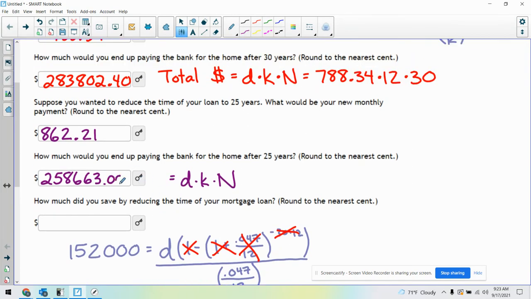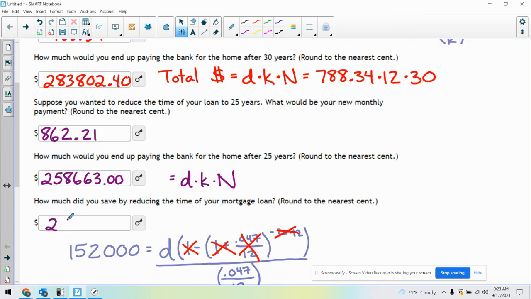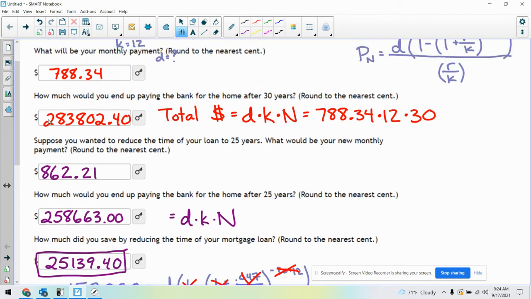How much did you save by reducing the length of the mortgage? Just take this number minus this number. By reducing it, I was paying $283,802.40. Now I'm paying $258,663. So I subtract and get $25,139.40. And there you go. Oops, I don't know why I boxed that. Don't have to box it. That's your answer.